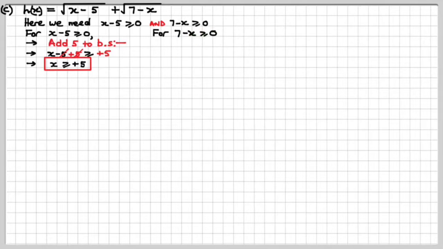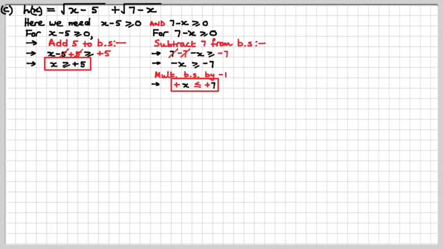If you added x to both sides, you get x is less than or equal to 7. Or if you do it this way, the more traditional way, subtract 7 from both sides, you'll get that, and then you'll get that. And now we have to multiply through by minus 1. And what will we get? Come on, tell me. Yeah, we'll get x is less than or equal to plus 7. Yeah? Yeah, very good.